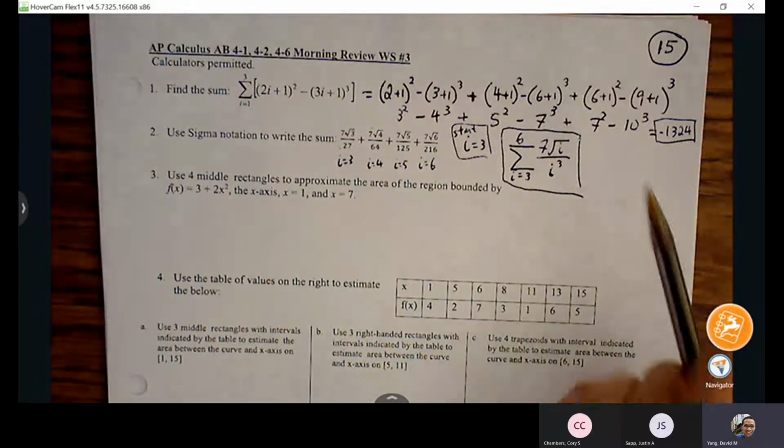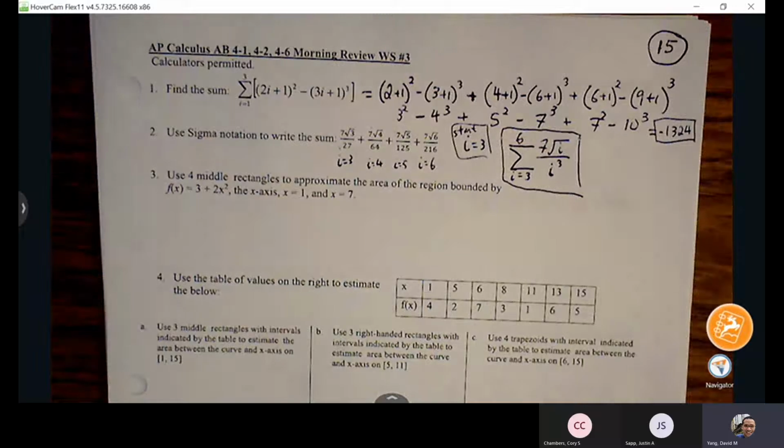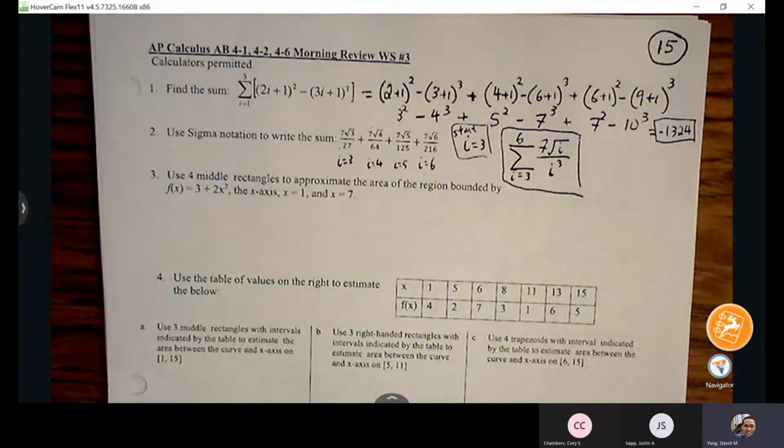Okay, and we're on page 15 of your packet. Let me know if you're missing this worksheet.